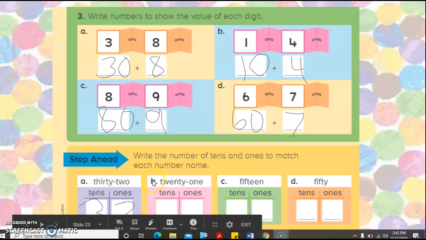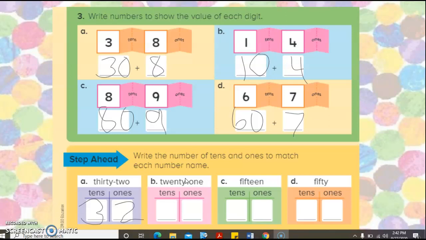I want you to try letter B on your own. So on your piece of paper, I want you just to write the tens, what number is in the tens and what number is in the ones position. Pause the video, and when you're done writing out the tens and ones, you can return back to the video to check your answer. This one, like the first one, was also easy. So 21, we know that gives us 2 tens for 20, and we have a 1 in the ones position. That'll give us 1.